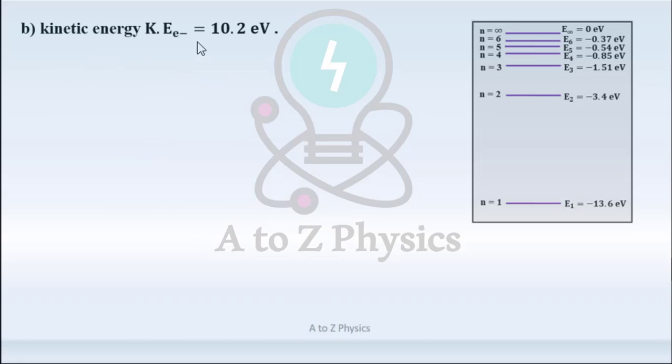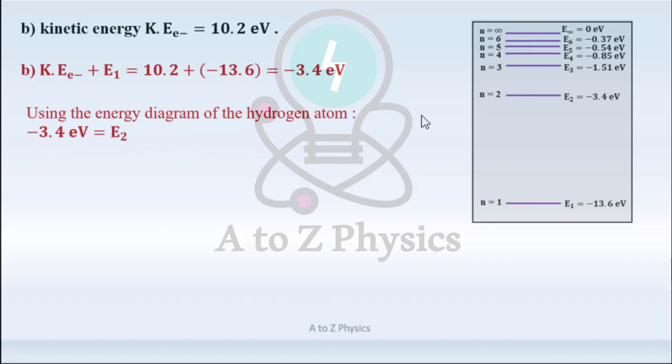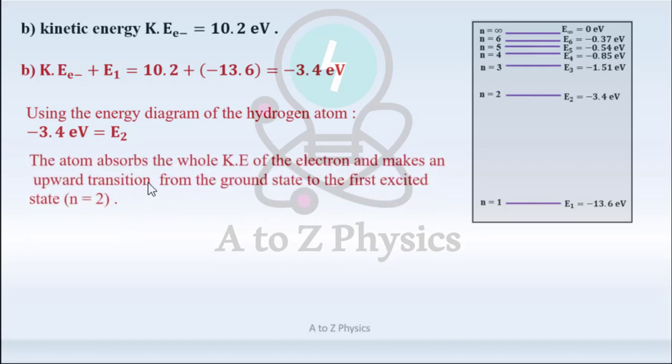Part B, when the kinetic energy of the electron is 10.2 electron volt, when we add this kinetic energy to E1, we will have minus 3.4 electron volt. Using the energy diagram, minus 3.4 electron volt is equal to E2. So the atom absorbs the whole kinetic energy of the electron and makes an upward transition from the ground state to the first excited state n equals 2. The kinetic energy remaining with the electron is 0.